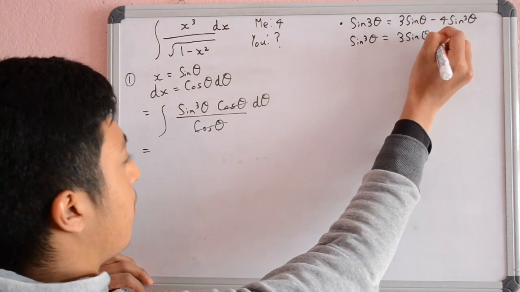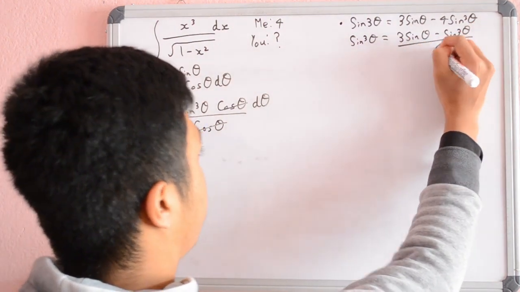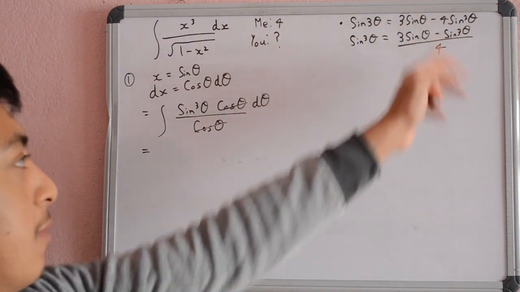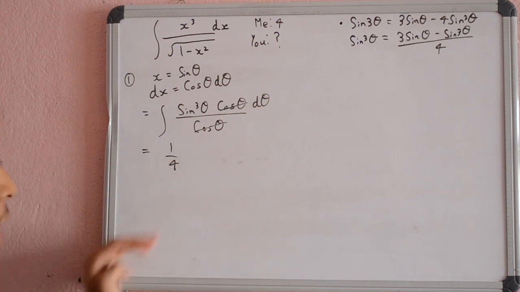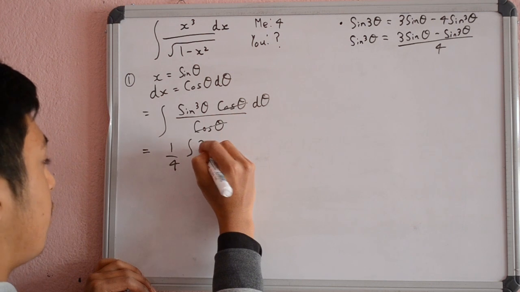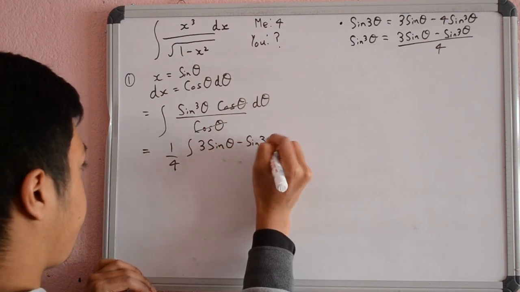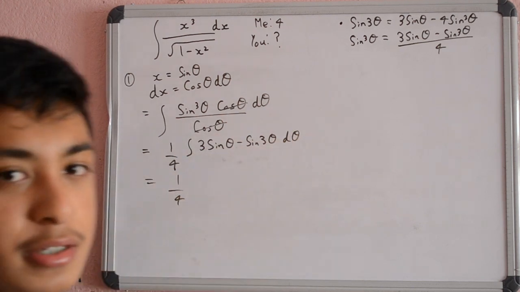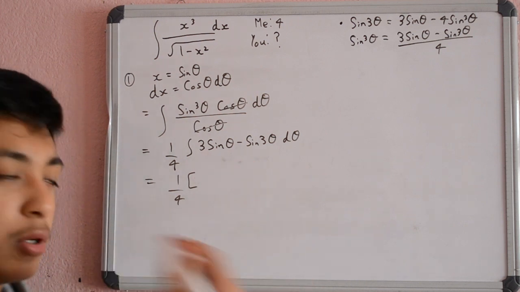So sine cube theta, we put that here, put that there. It is 3 sine theta minus sine 3 theta, whole divided by 4, right? Put that there, this goes there, divide by 4. So that means we'll have 1 by 4 outside. Let's just put that outside. Integration of 3 sine theta minus sine 3 theta d theta. So we can just do it directly. So integration of sine theta is just minus cos theta.